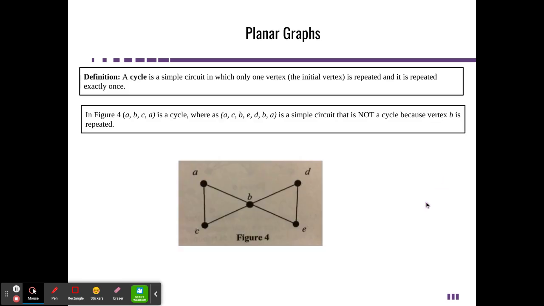All right, so a new definition is a cycle. So previously up to this point, we had a circuit, which begins and ends at the same vertex. We have a simple path where no vertex is repeated, and we have a simple circuit where no edge is repeated. So a cycle is a simple circuit in which only one vertex, the initial vertex, is repeated, and is repeated exactly once. So that whole idea is that it begins and ends at the same vertex. I'm just going to write that down.